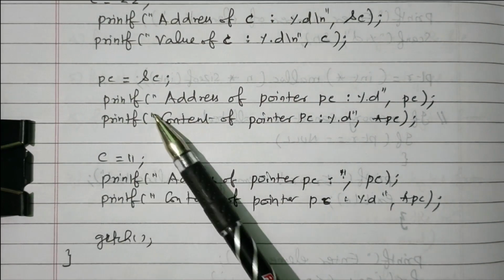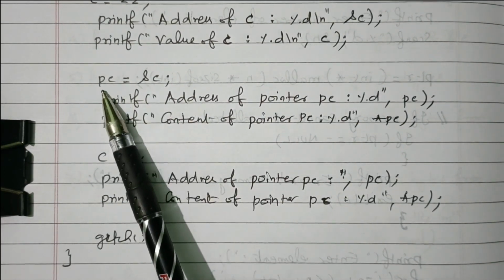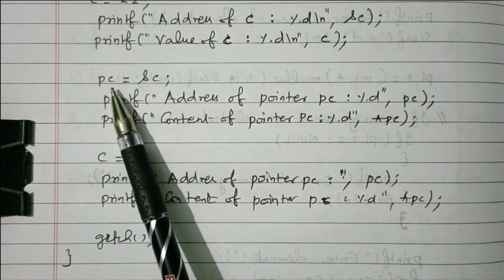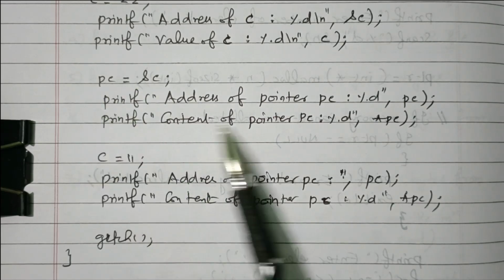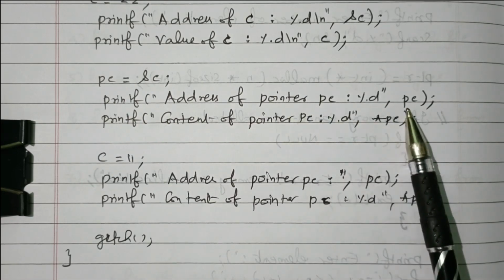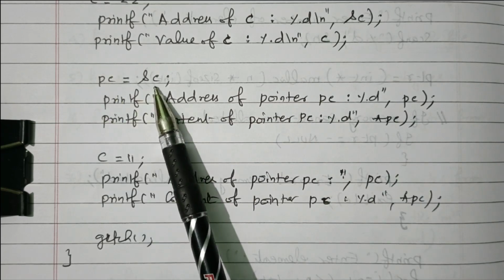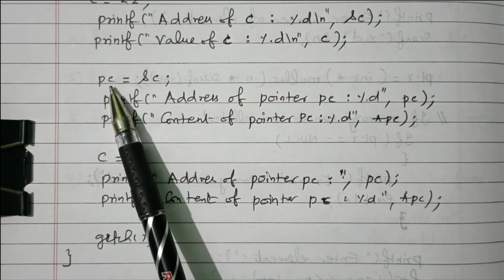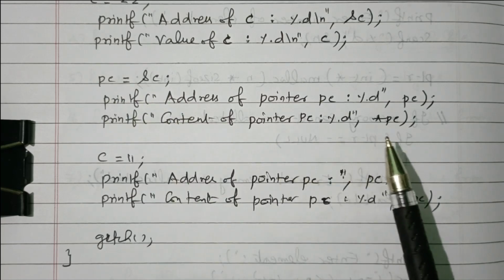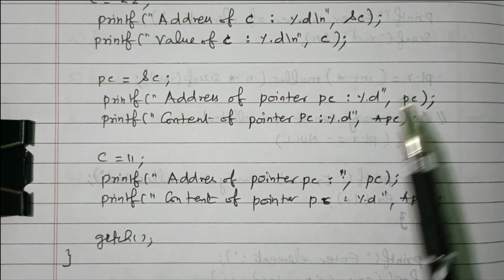C equal to 22, PC equal to address of C. So this is a pointer variable. Address of C is stored in PC. Now we'll print the address of pointer PC, that is what it will give. So PC contains the address of C, right? C is located at one address, and that address is stored in PC. So it will give where it is located, very similar to address of C, right?